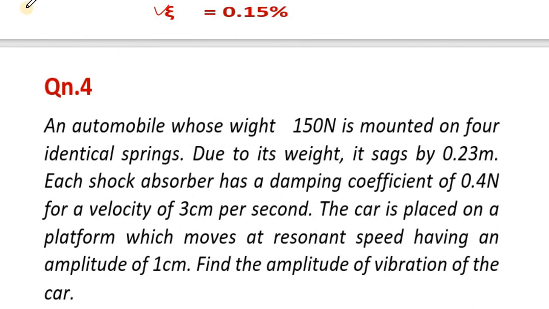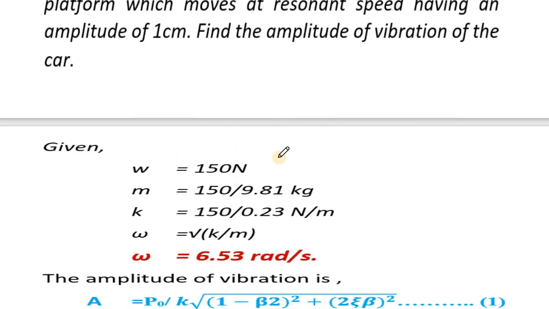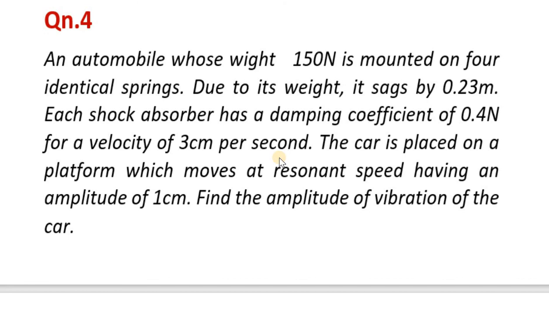Okay, now let us know another question. Here an automobile having a weight is mounted on 4 identical springs. Due to its weight it sags by 0.23 meter. Each shock absorber has a damping coefficient of 0.4 Newton with a velocity of 3 centimeter per second. The car is placed on a platform which moves at a resonance speed having an amplitude of 1 centimeter. Find the amplitude of vibration. So that is our question.